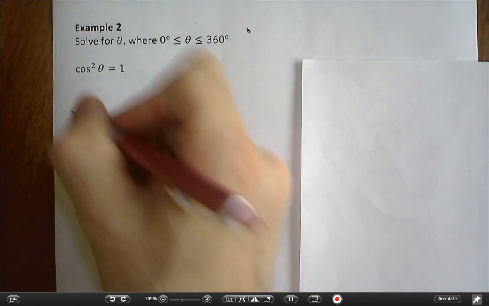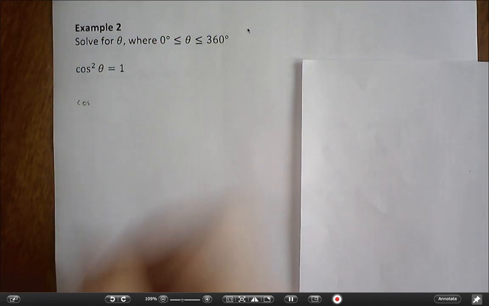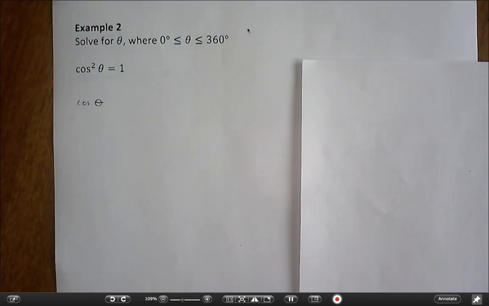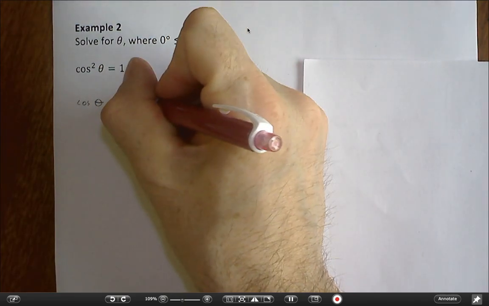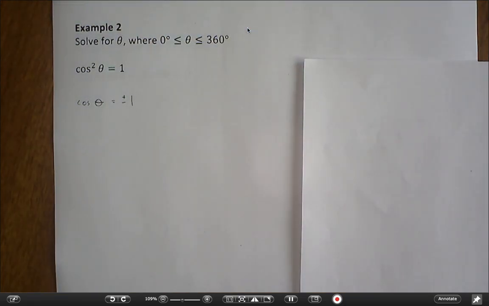So I'm going to take the square root of the left-hand side. The square root of cosine squared just leaves me with cosine. The square root of 1 is going to be plus or minus 1. And remember, when you apply a square root, you need to consider both positive and negative roots. Really what that means is that one side has to be plus and minus.